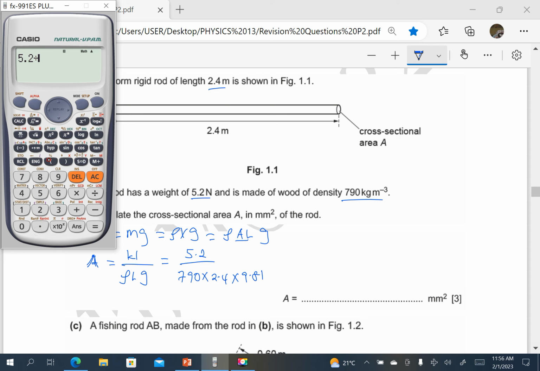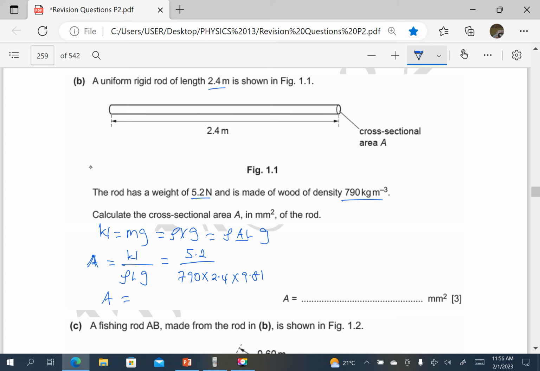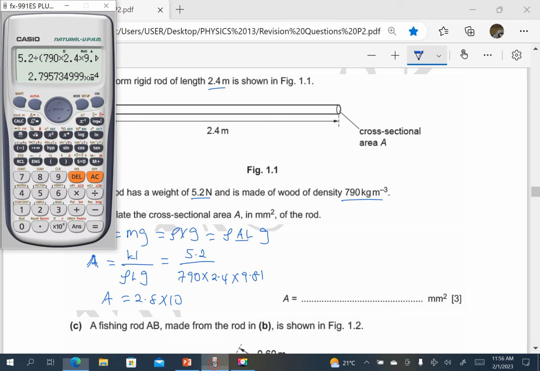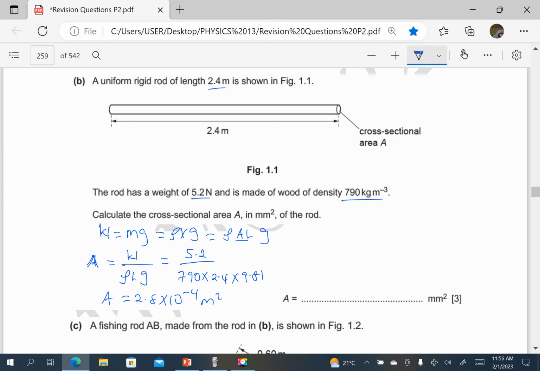5.2 divided by, open brackets, 790 times 2.4 times 9.81. So that is 2.795, or 2.8. 2.8 times 10 power negative 4, that is meters squared.